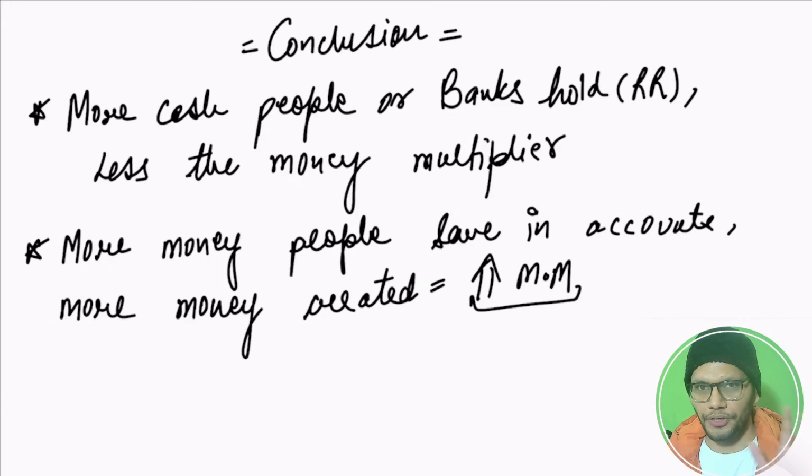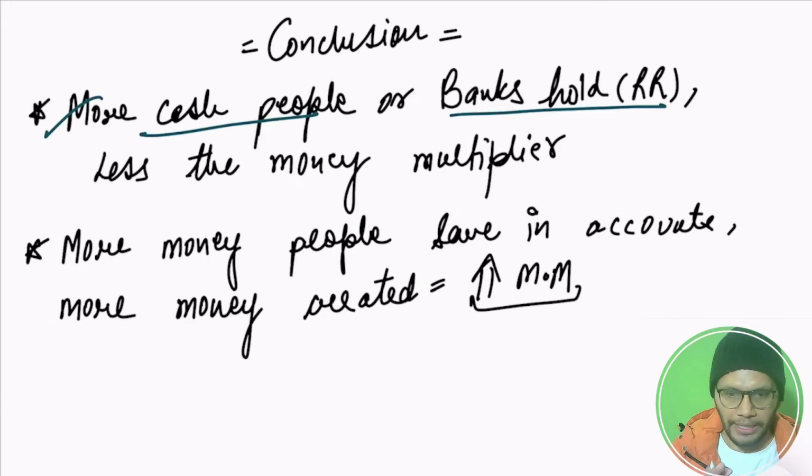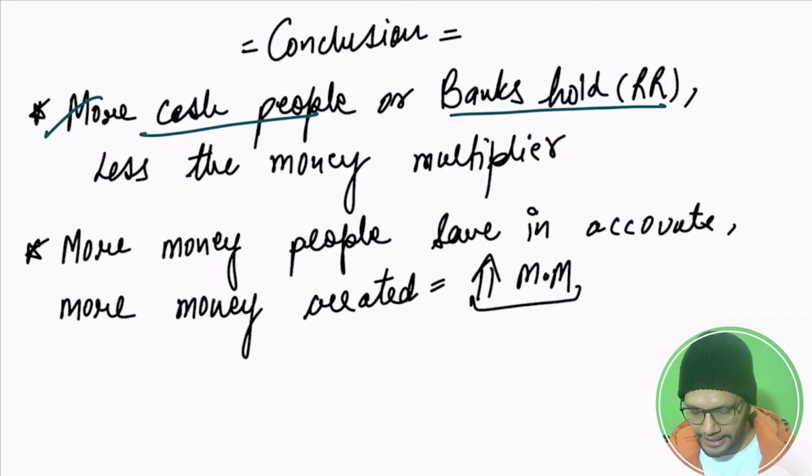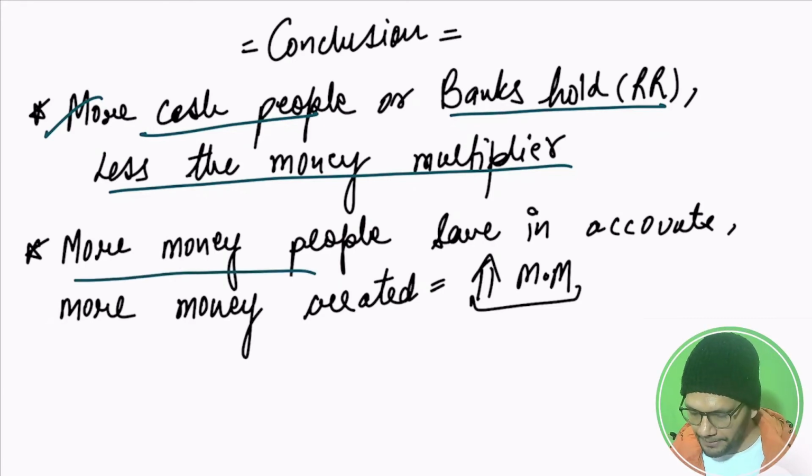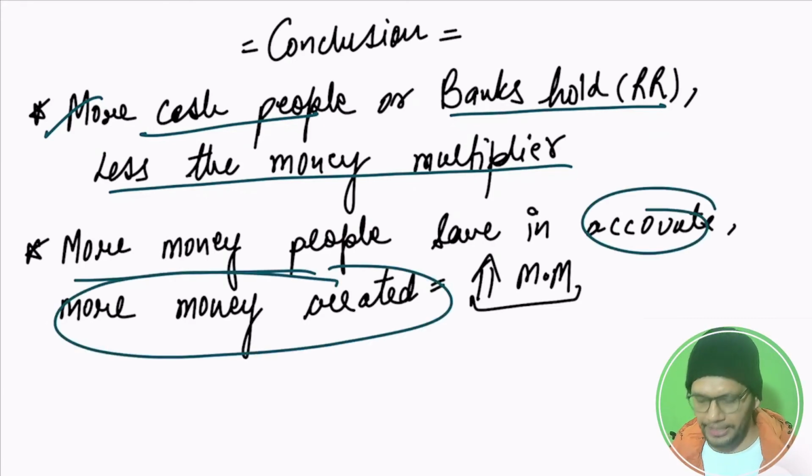Now, let's move to the conclusion. What are the outputs that we have taken from this discussion? The more cash people or banks hold, the less the money multiplier, because the money multiplier starts only when people go to the bank and deposit their money. The more money you save with your bank, the more the money multiplier. The more money people save in the account, the more money is created.